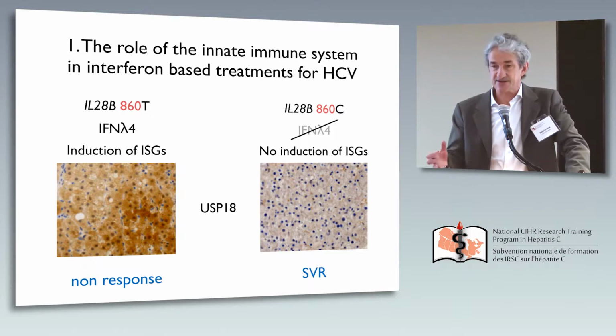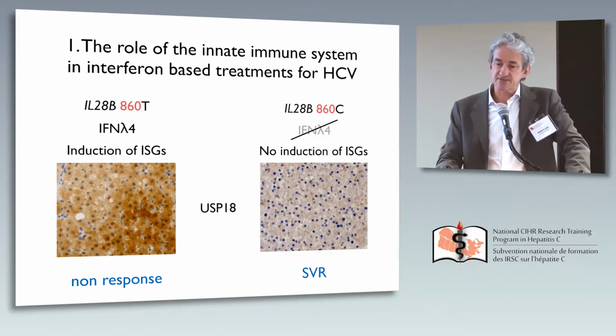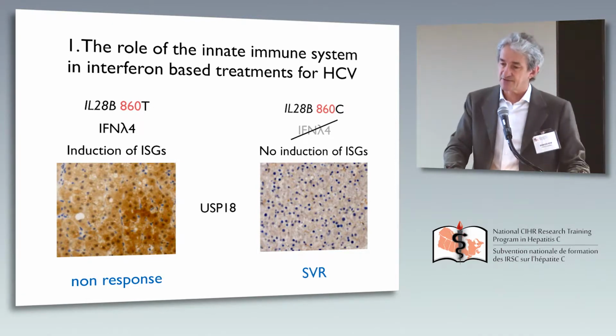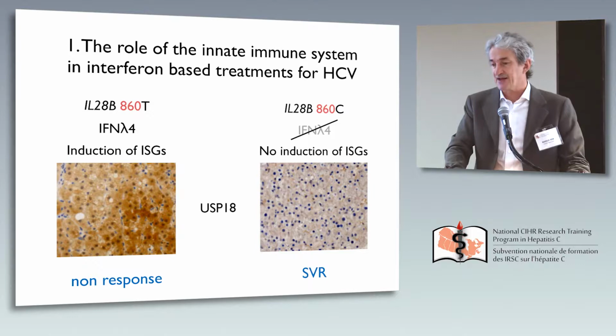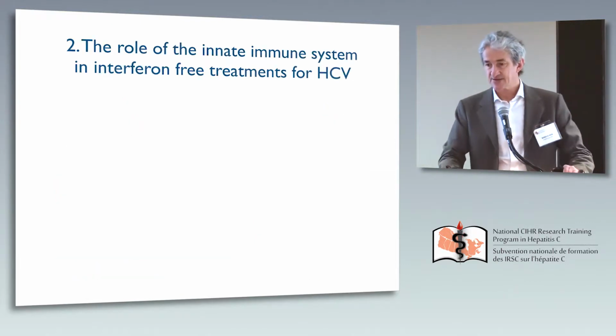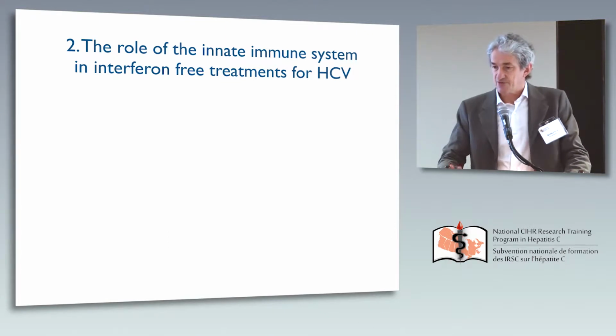And this is just one example that I show you here, USP18 in this immunostaining. Those patients that have this activation of the endogenous interferon system cannot respond to treatments with pegylated interferon alpha and ribavirin, whereas those that have no such pre-activation respond very well and usually have a sustained virological response. So now let me come to the role of this innate immune answer in interferon-free treatments.